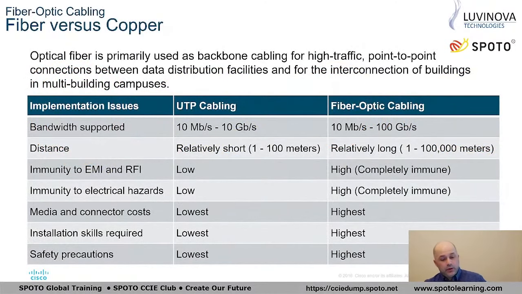Bandwidth: UTP cabling supports 10 megabits to 10 gigabits. Fiber optic supports 10 megabits to 100 gigabits. You see, it's 10 times more than UTP.